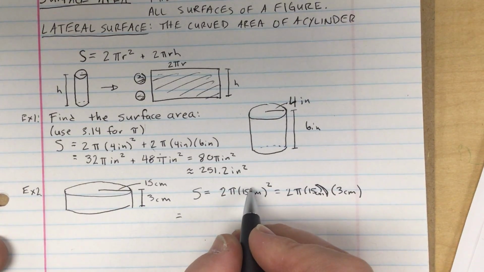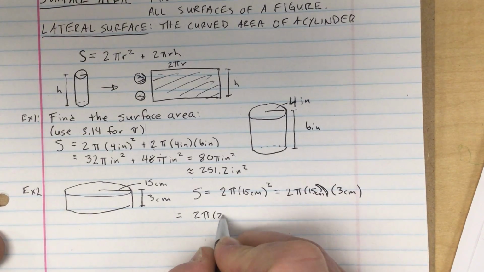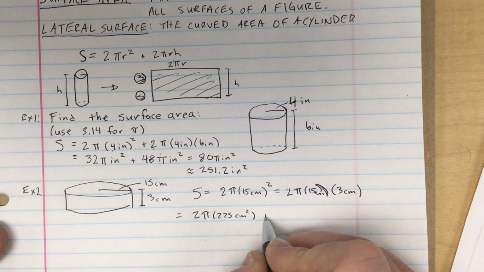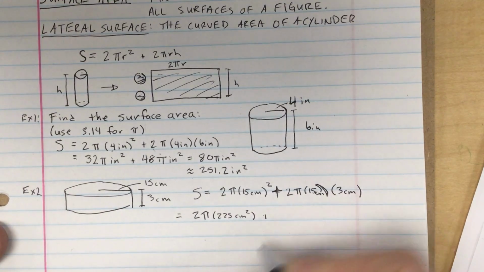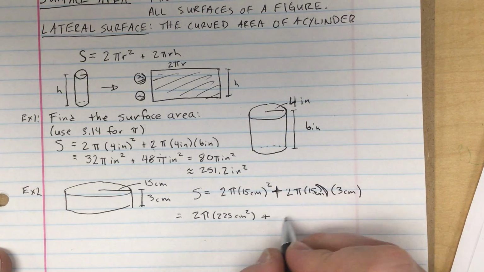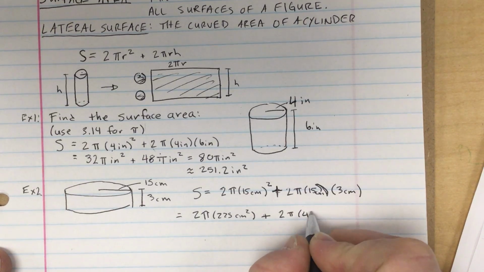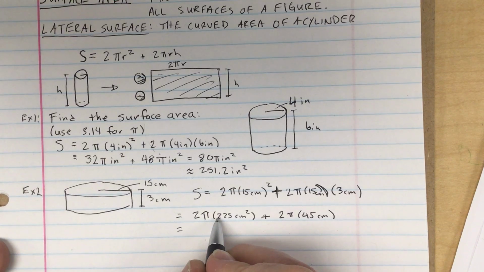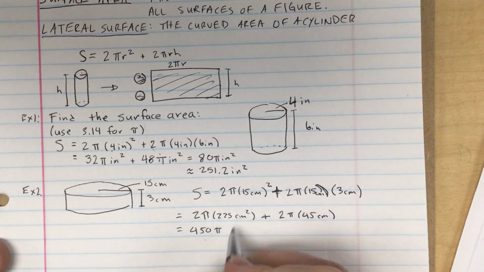We get 15 squared is 225. So this time I'm going to write it out just because the numbers are a little bit bigger. 225 centimeters squared. That should be a plus. Oh. If you guys would have mentioned that during class, I would have given you extra points. And then you have 15 times 3 is 45, so that's 2 pi times 45 centimeters. And so that is equal to 90 pi centimeters.